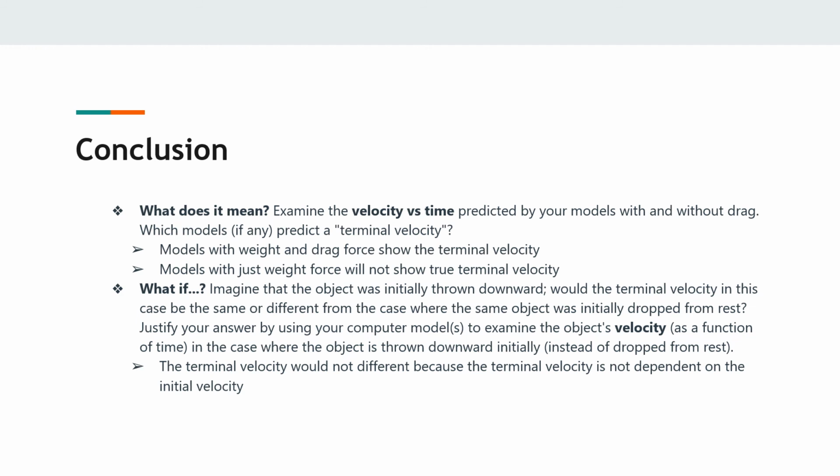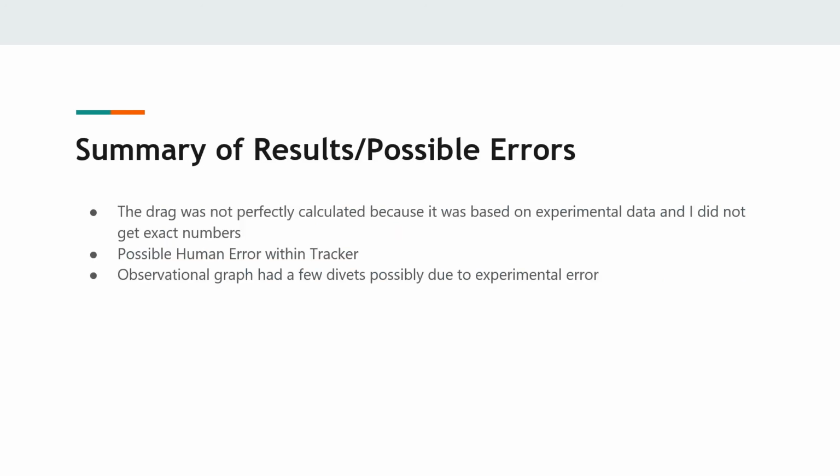In conclusion, the models with the weight and the drag force show the terminal velocity, but the models with just the weight force will not show true terminal velocity. And if the object were thrown downward, the terminal velocity would not be different because it's not dependent on the initial velocity. And finally, just a little summary. Some of my results might not have been calculated perfectly in my observed graph because of human error within Tracker, and that is why you'll maybe see a little bit of divots in those graphs. But other than that, I think this experiment showed a great difference between the drag force and gravity acting upon a falling object versus just gravity itself.